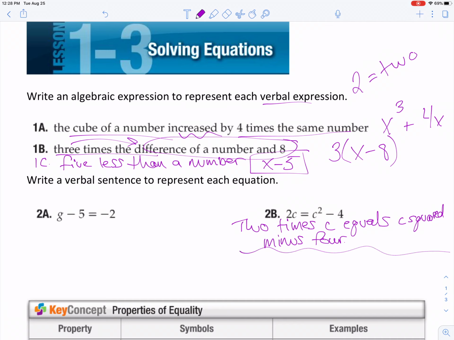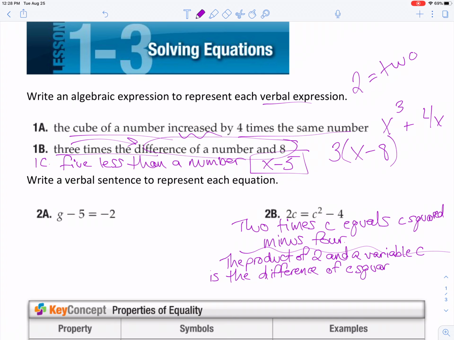Now I could dress it up and make it really fancy. I could say the product of 2 and, what if I say a variable c? And then if I just say is, that's the same thing as saying equals. How about I say the difference of c squared and 4. Okay, that would be the dressed up version, ready to go to prom, super fancy.